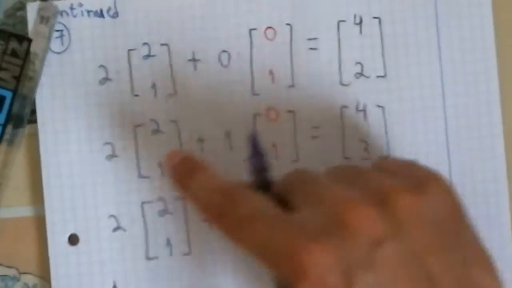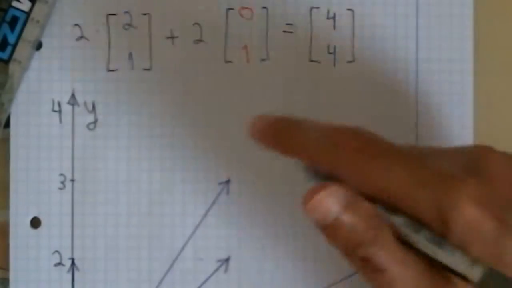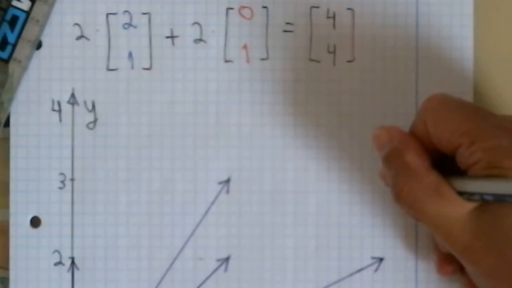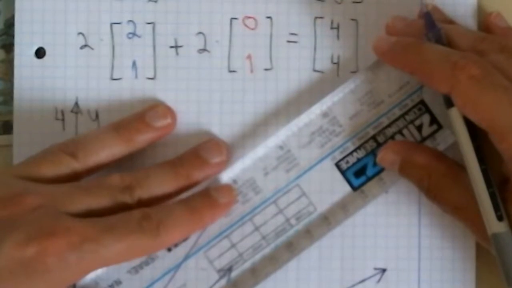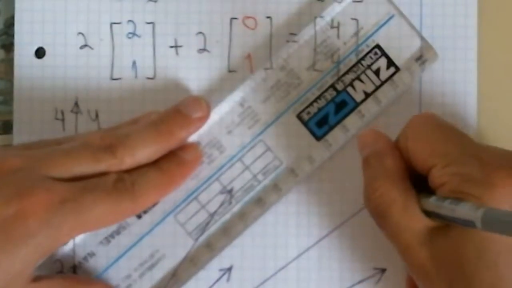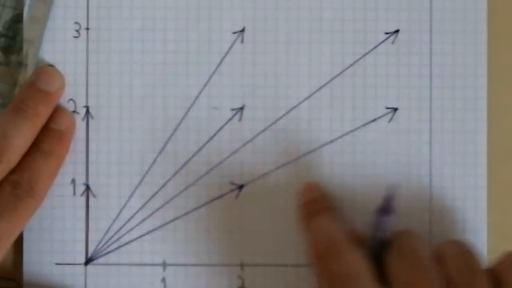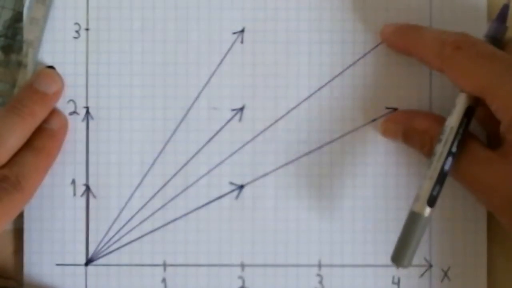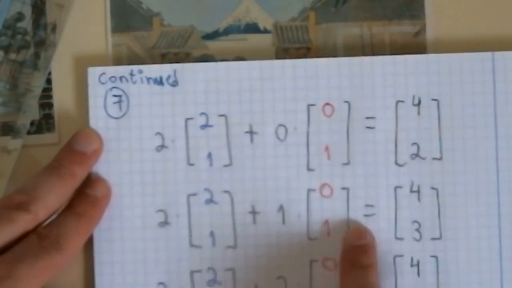And another case, 4 and 3. 4 to the right and 3 upwards. Okay, this happens when we take 2 times the blue one and 1 times the red one. The red one that was here, just adding it to the 2 times the blue one. Okay, 2 times the blue one plus 1 times the red one.